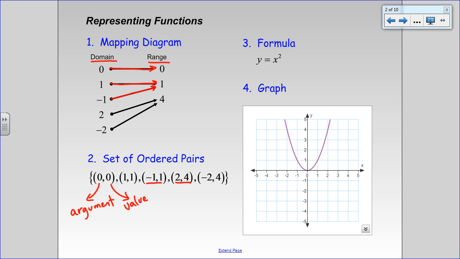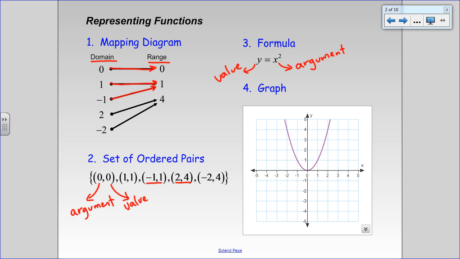A third way to represent a function is through a formula, such as the formula y equals x squared shown here. In this formula, the x variable represents the argument of the function, and the y variable represents the value of the function. So we can see, again, that an argument, such as x equals 2, is paired by the function with a value, y equals 4. The argument -2 is also paired with that same value of 4.